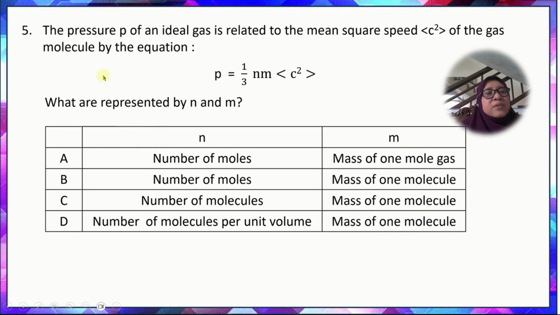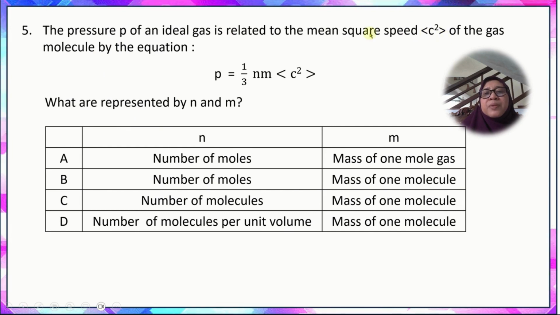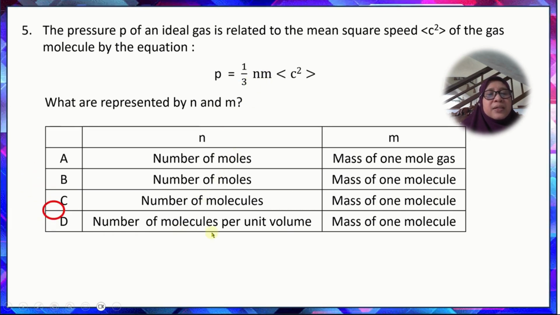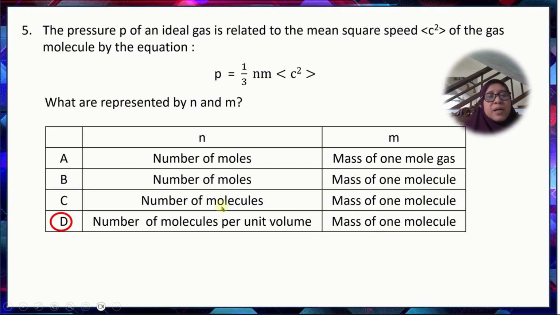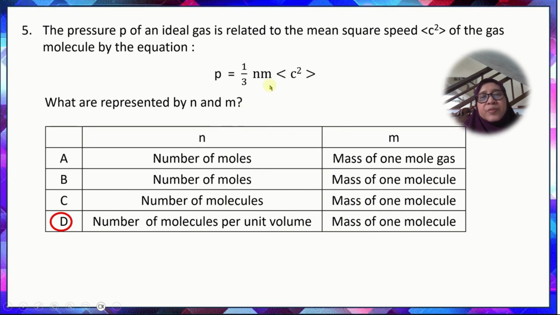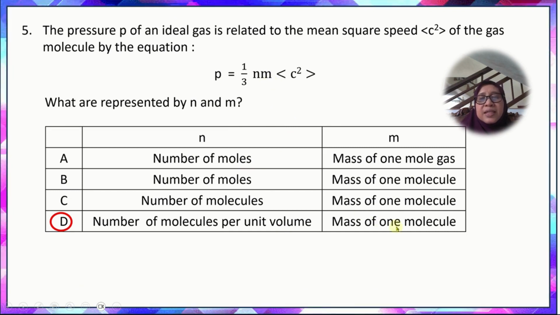Okay, next question 5. The pressure P of an ideal gas is related to the mean square speed of the gas molecules by this equation. So what are represented by the N and the M? N is the number of molecules per unit volume, and this M is the mass of one molecule. Say N is not the number of moles but the number of molecules per unit volume. So be careful with this equation. And the mass here is the mass of one molecule, so it's not the mass of the gas.